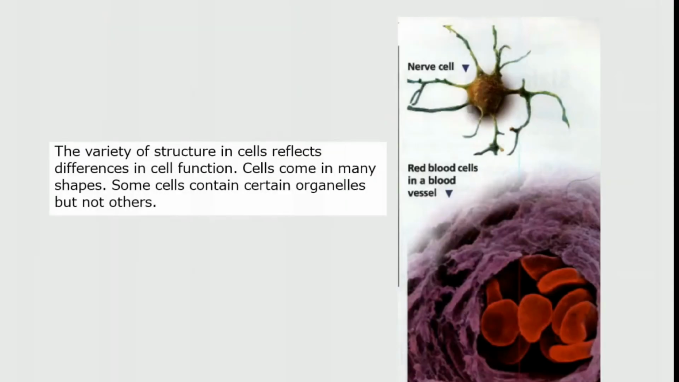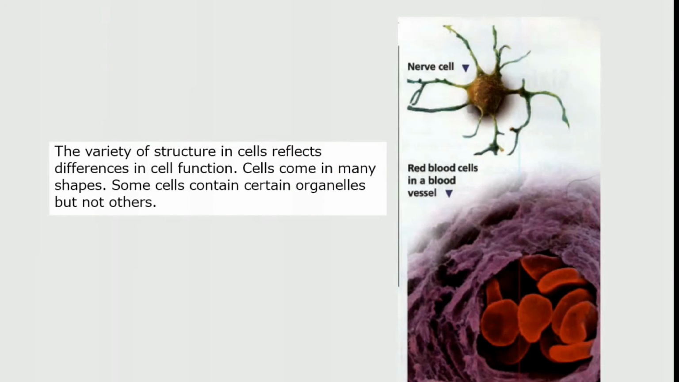Cell diversity. The variety of structures in cells reflects differences in cell function. Cells come in many shapes. Some cells contain certain organelles but not others. Look at the picture you have. You have a nerve cell and a red blood cell.